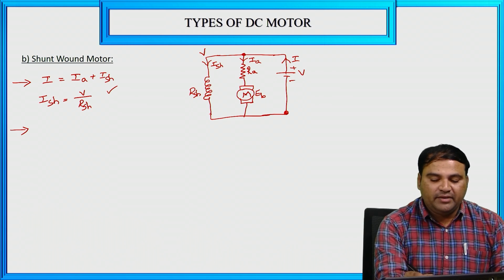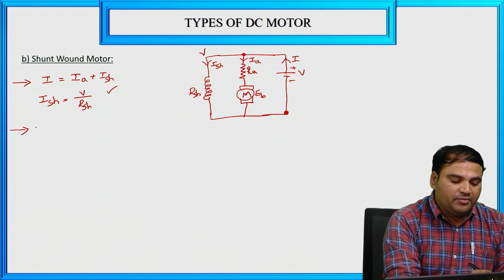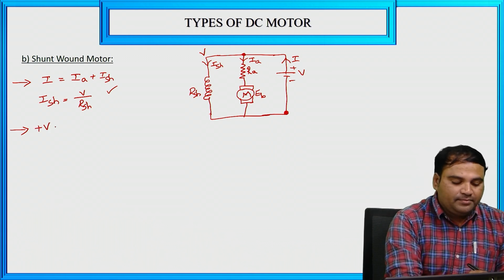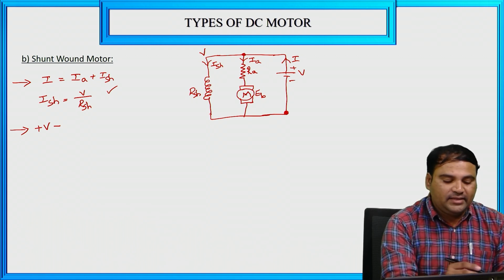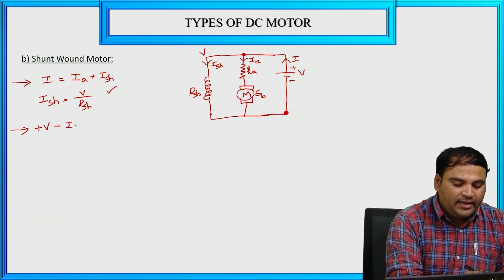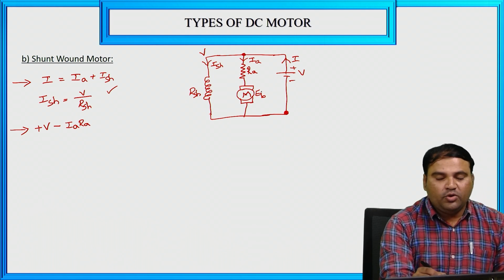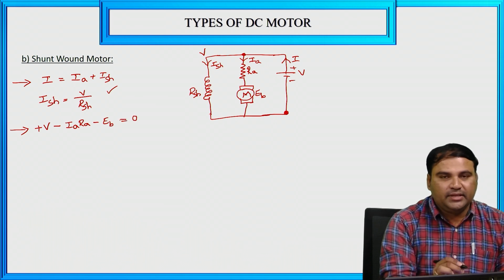When I am starting from this point, we always need to take the second polarity. So the second polarity is plus V. Plus V minus, the voltage drop across this RA is IA RA, and the voltage drop across this motor, minus EB, is equal to 0.